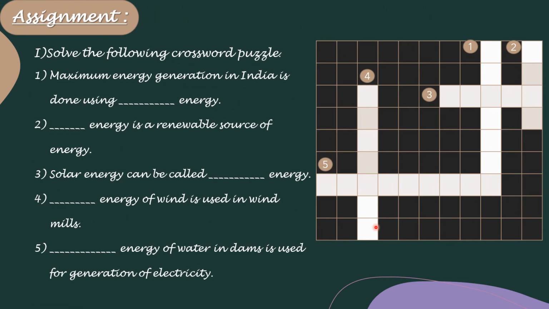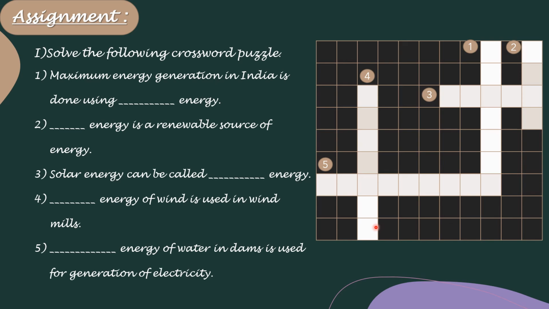Now students, here is an assignment for you all. You have to solve the following crossword puzzle. So first we will read all the 5 questions for the puzzle. So the first question is, maximum energy generation in India is done using dash energy. Then the second question is, dash energy is a renewable source of energy. Third question, solar energy can be called dash energy. Fourth question, dash energy of wind is used in windmills. And the fifth question is, dash energy of water in dams is used for generation of electricity.